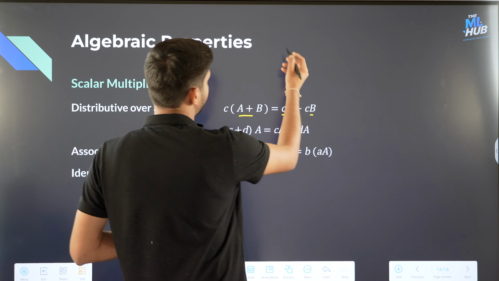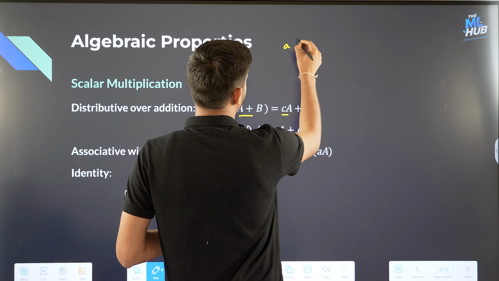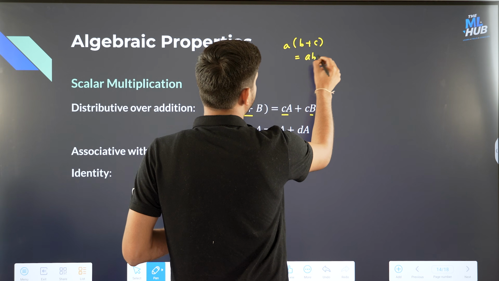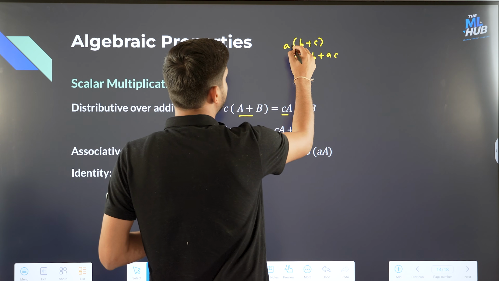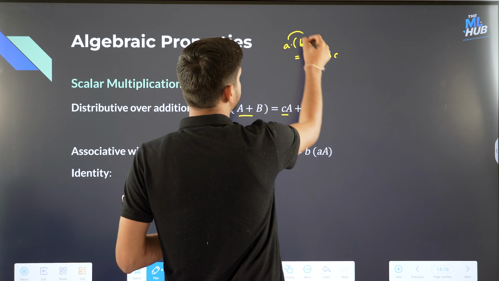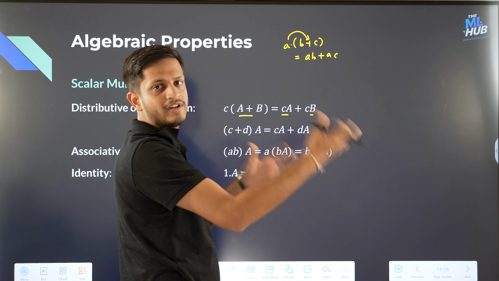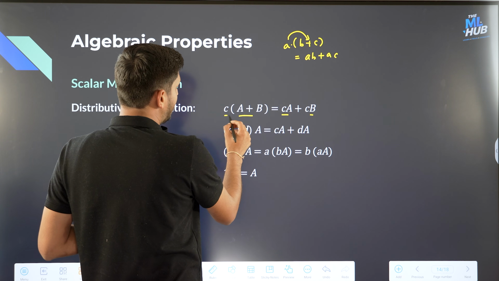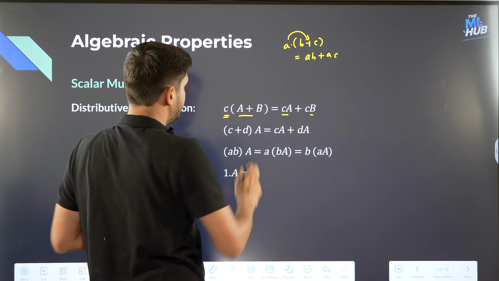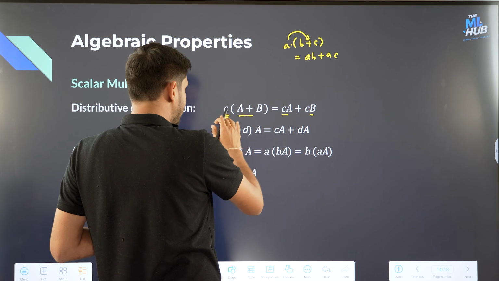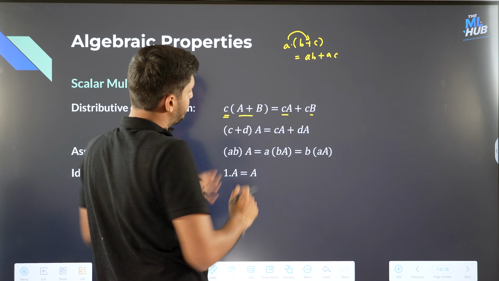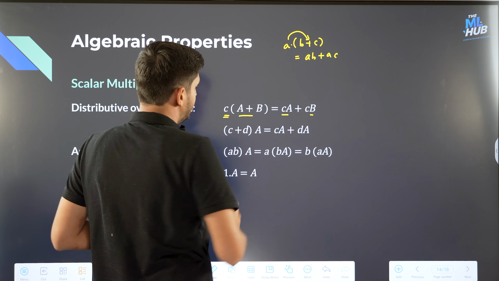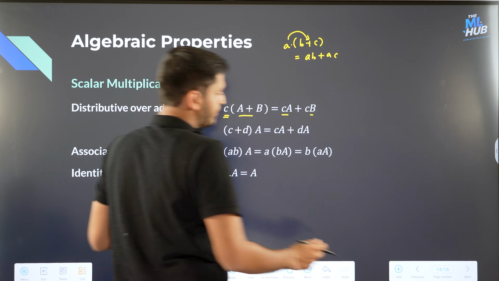Like in numbers also we see this, right? Let's say we have a number a and you want to multiply it with b plus c. You can actually write it as ab plus ac. So we can say that multiplication is actually distributive over addition. You can distribute multiplication over addition. Same thing happens with matrices as well. If you are multiplying a scalar by the addition of two matrices, then you can distribute the multiplication over the addition like this. So c times a plus b will be equal to ca plus cb.